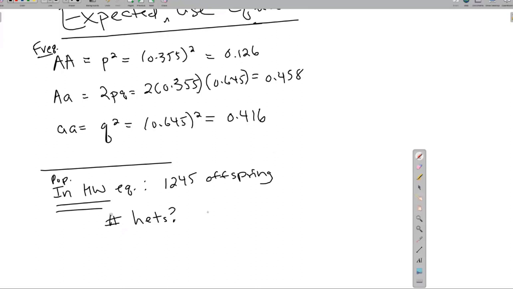So to find how many individuals, you just say how many offspring times the frequency of the heterozygote. Since it's not changing, we can just use that number. And so that means we would expect 570-ish individuals to be heterozygous.